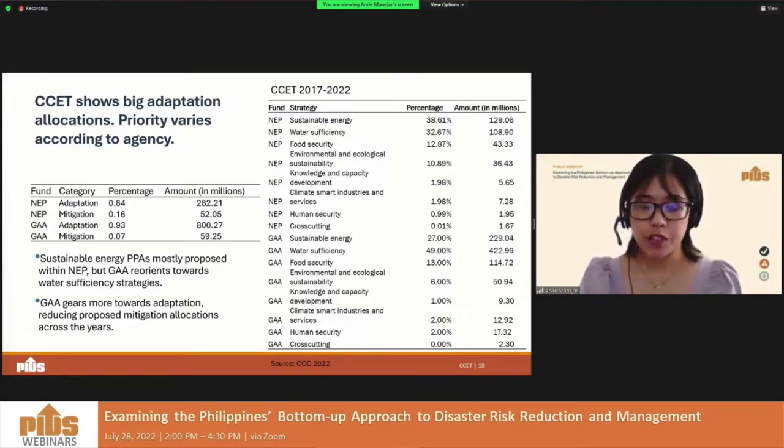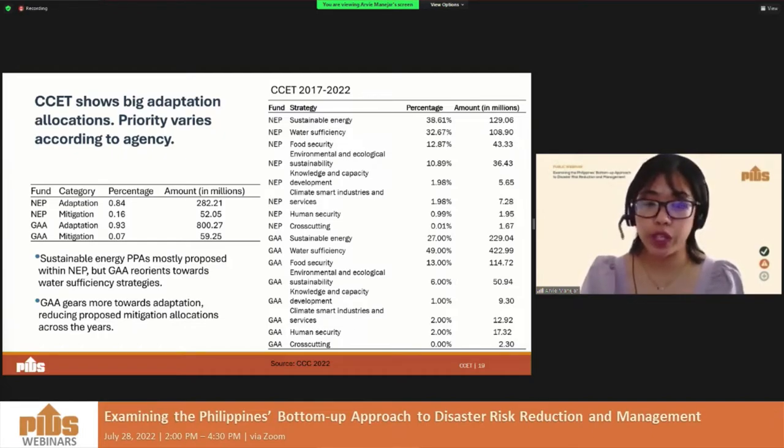So priority varies according to agency. And when we look at annual budget proposals, sustainable energy PPAs are mostly proposed within the National Expenditure Program. However, GAA reorients towards water sufficiency strategies. So they authorize more funding towards water sufficiency strategies. So in GAA, authorized budget gears more towards adaptation, reducing proposed mitigation allocations across the years.